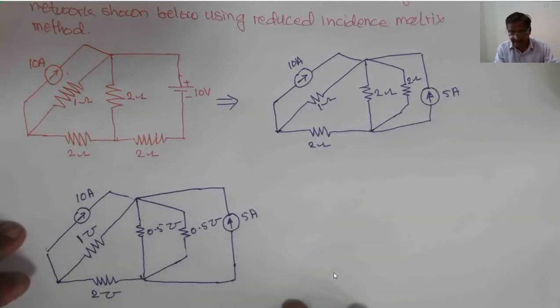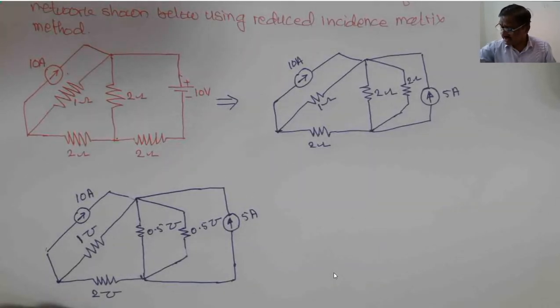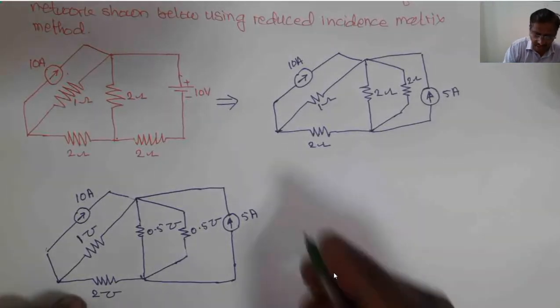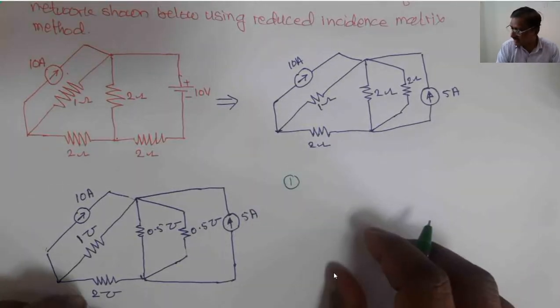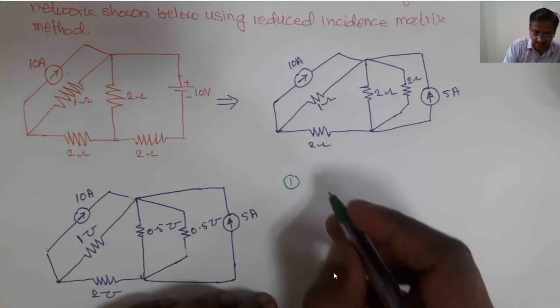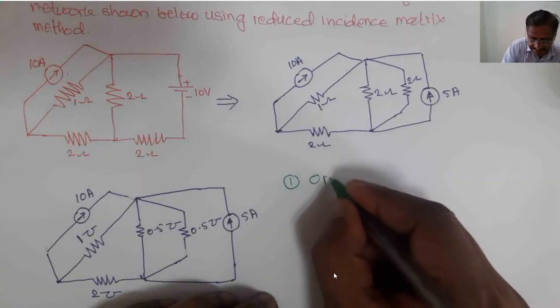Is it right? Now any problem based on the reduced incidence matrix, whenever we have the standard figure, can be solved in 8 steps. I will write each step one by one. Now here, what is step number 1? Step number 1 is to draw the oriented graph. I will write here oriented graph.